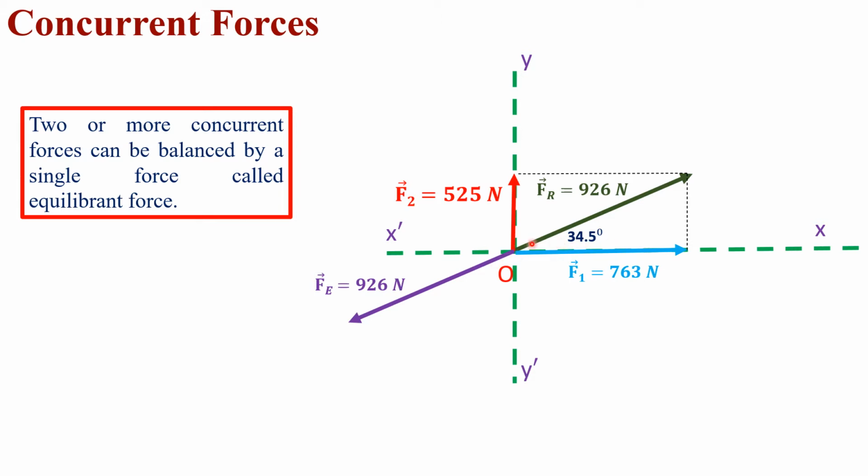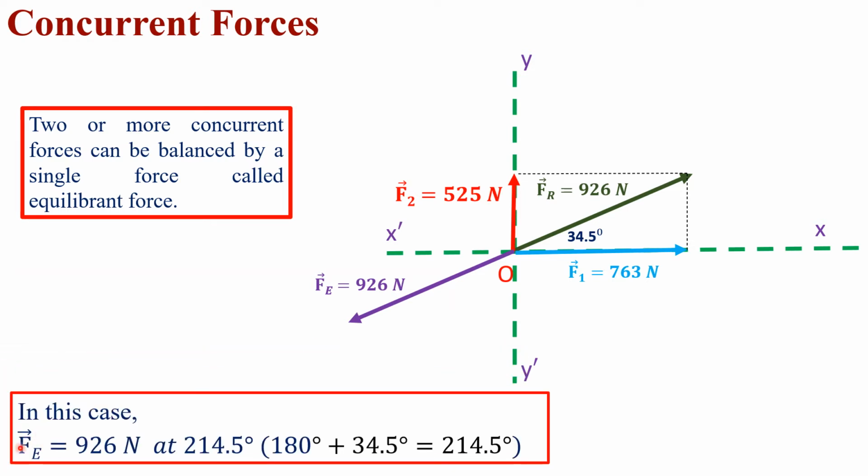Here the equivalent force is the same in magnitude. F equivalent is the same in magnitude as F resultant, that is 926 Newton, but it is opposite in direction. In this case, the equivalent force is equal to 926 Newton at an angle 214.5 degree. We can calculate this by adding 34.5 with 180 degree. This complete angle is 180 degree, and this angle is equal to this angle, that is 34.5. So by adding 34.5 and 180 degree, we get 214.5 degree.